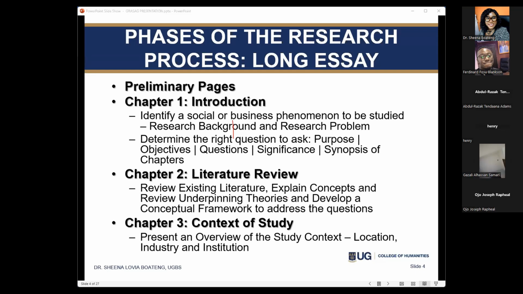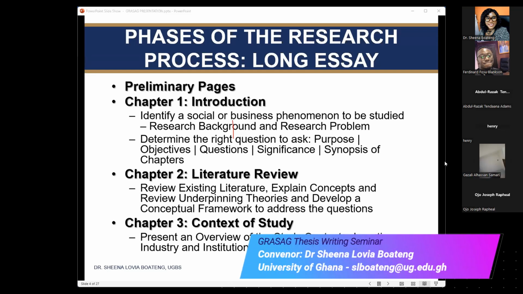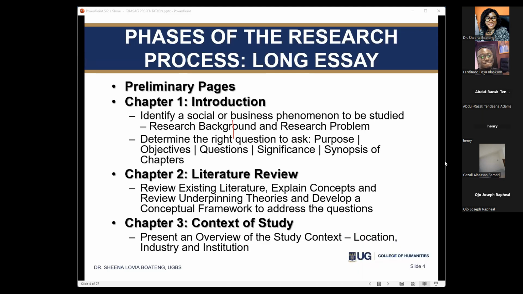So we said chapter 2 is the literature review, where you review existing literature, you explain the concepts and underpinning theories of your study. So as you explain the concepts, if you are conducting quantitative research, while you're explaining the concepts, you are meant to be hypothesizing the relationships between them. Because for a quantitative study, you will have hypotheses.